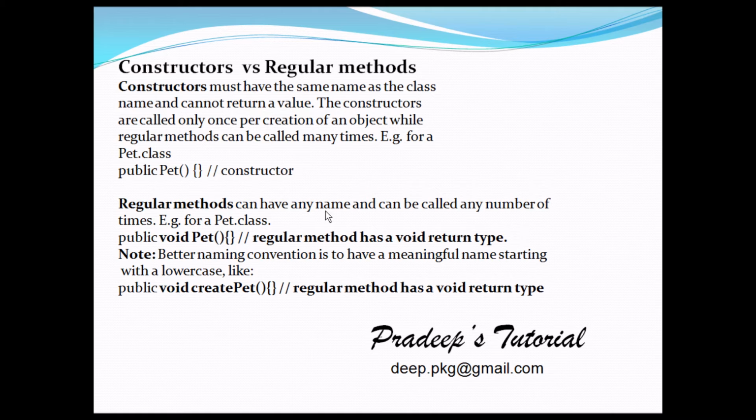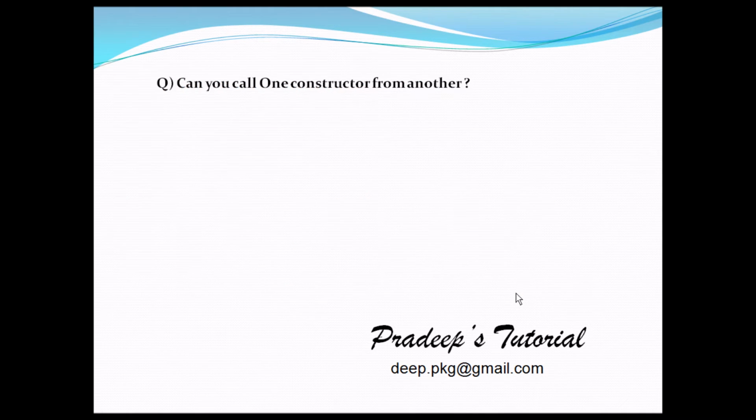A regular method can have any name and can be called any number of times. So for the Pet class, we can write public void Pet. Introducing void means it is a method with return type void. A better naming convention is to have a meaningful name starting with a lowercase letter. Here, just to show the example, we named it with a capital P, but it should be in small letters, that is small p e t. So for this, public void createPet. The regular method has a void return type. Okay, we'll see the next question.